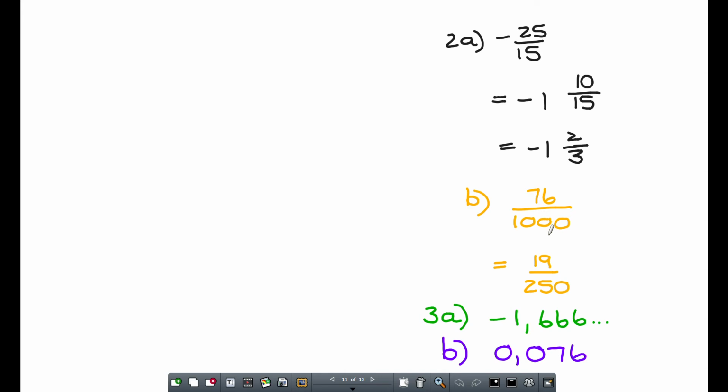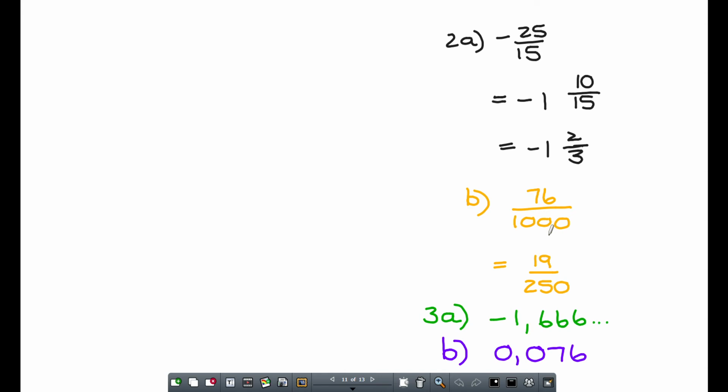2A, I first changed that to a mixed number. So how do I do that? I had to look at how many times 15 will go into 25. Now if I say the multiples of 15 out loud, it would be 15 and then 30. But 30 is already too big because what I've got is 25. So meaning 15 will go in there once.